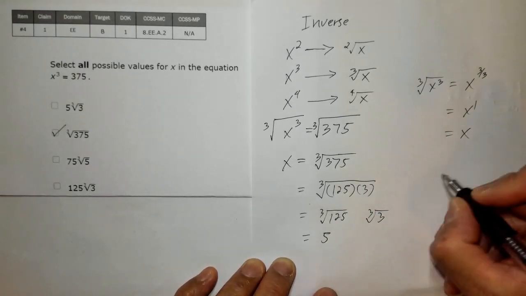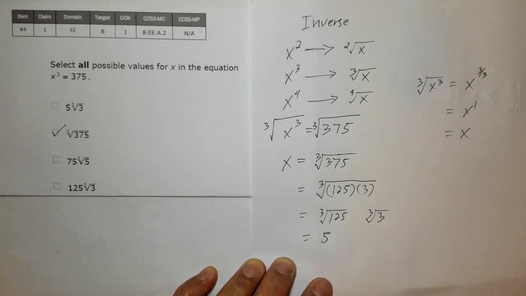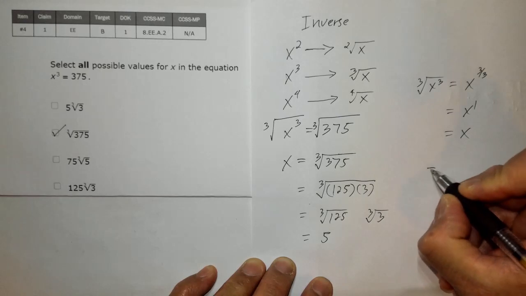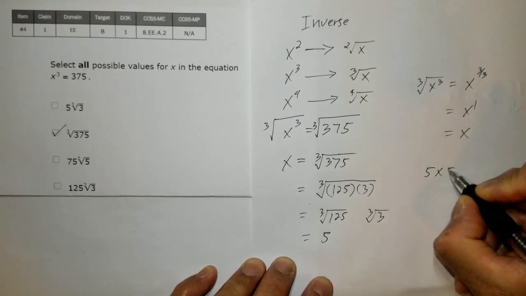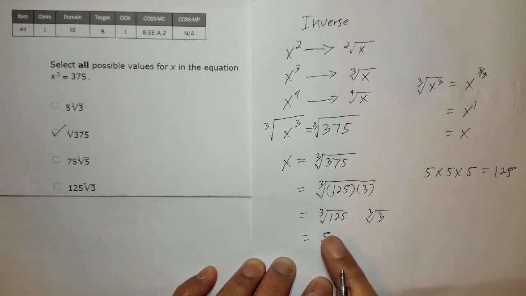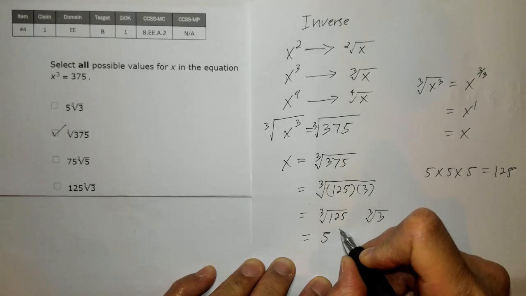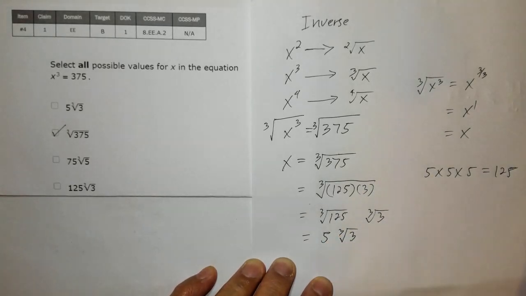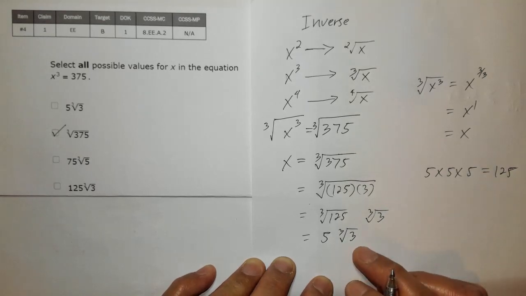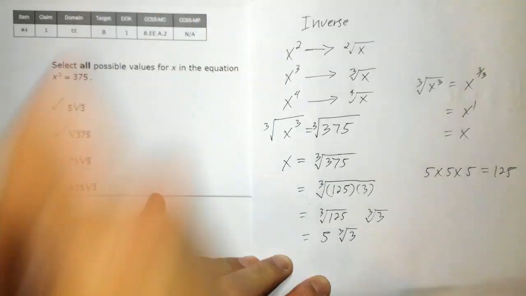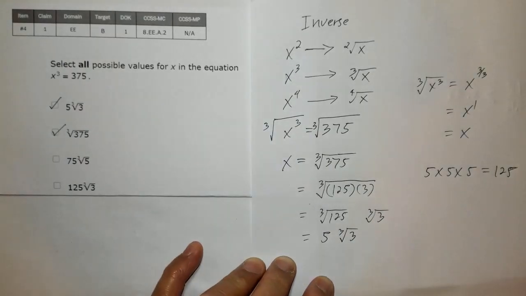So remember, cube root, the inverse exponent. So if I will multiply 5 3 times by itself, 5 multiplied by 5 multiplied by 5, that is equal to 125. So the base is 5. And then multiply by the cube root of 3. Now the cube root of 3 is an irrational number and we cannot simplify that. So therefore, our second answer is the first one, 5 the cube root of 3.